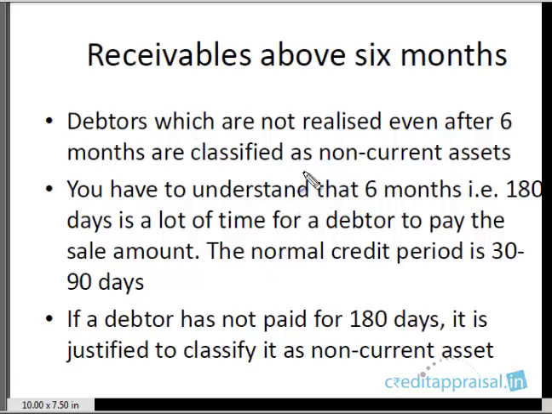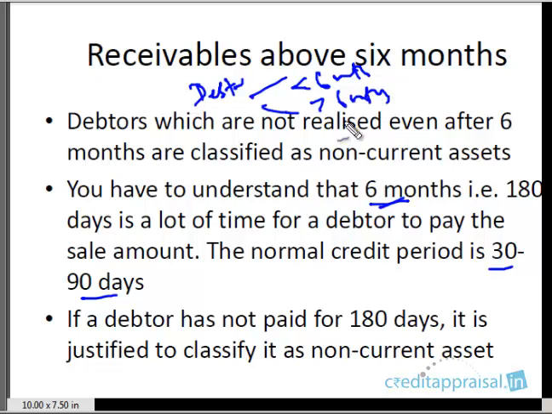But if it is above 6 months, you have to understand that 6 months is a very long time. Usually the normal credit period in the industry is around 30 to 90 days; rarely do you get something more than this. When we say a particular customer has not paid even after 6 months, the banks are worried. So the CMA data has a classification: the debtors portion will be classified into debtors less than 6 months and debtors greater than 6 months. The bankers are interested in knowing this classification.